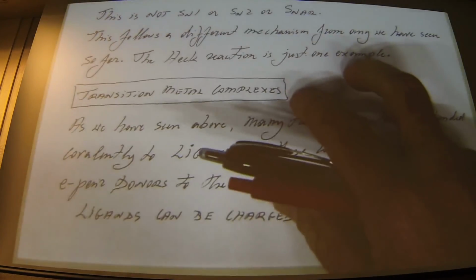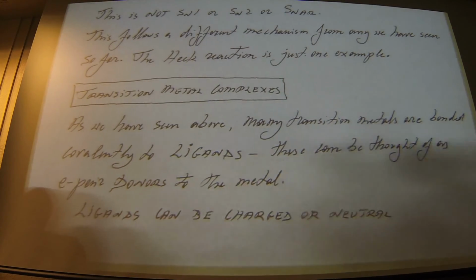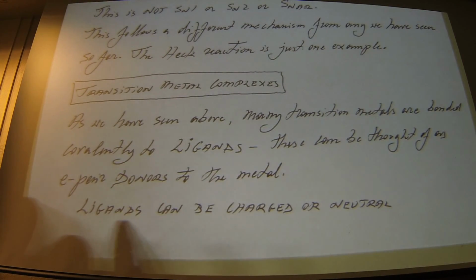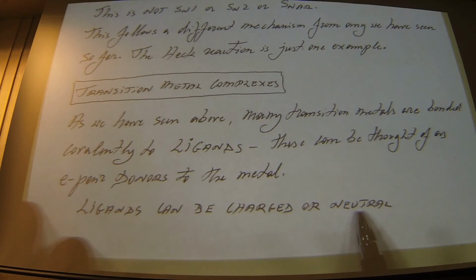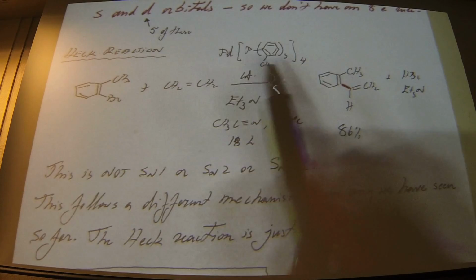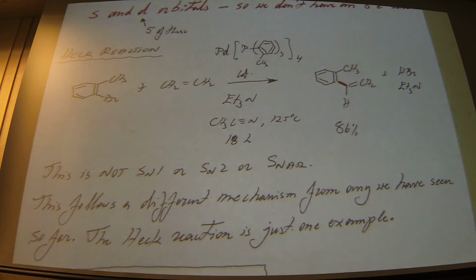And we're going to learn how to do this counting later on in this chapter. But the thought I'm going to leave you with is that ligands can be neutral, as we saw here, or they can be charged. And how we count electrons and how we determine metal oxidation states is going to be determined by whether the ligands are charged or neutral.